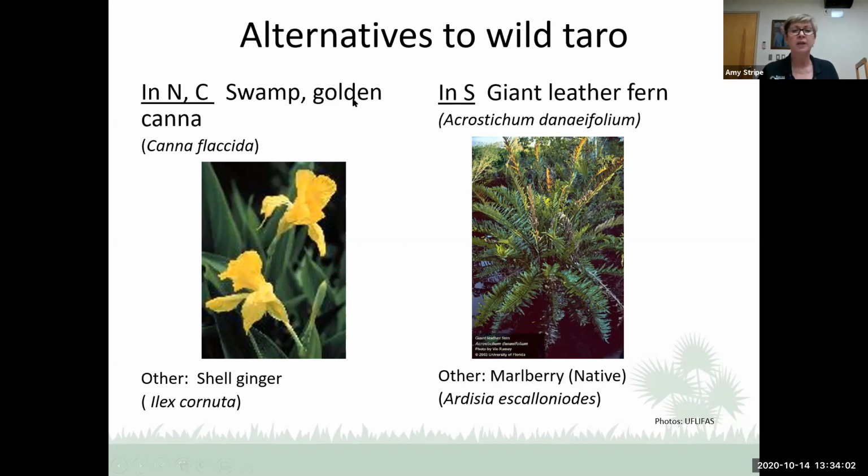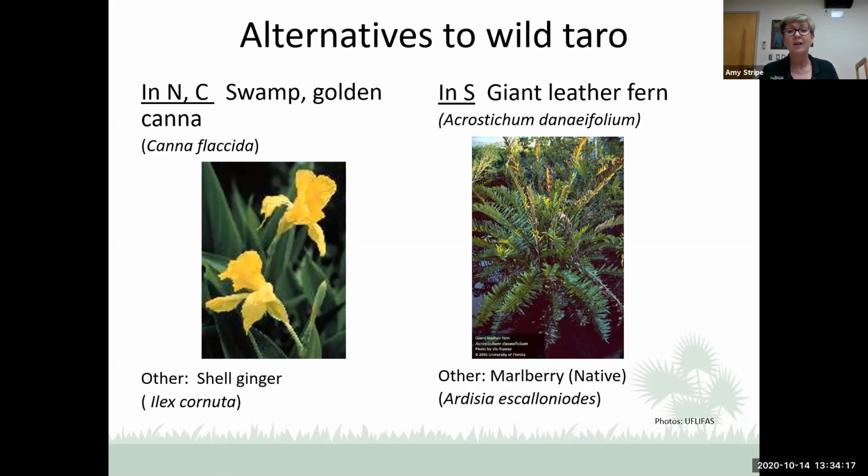That is not Ilex cornuta. I apologize, that is incorrect. Shell ginger, that is not the correct scientific name. Apologize. In South Florida, the giant leather fern is a native.